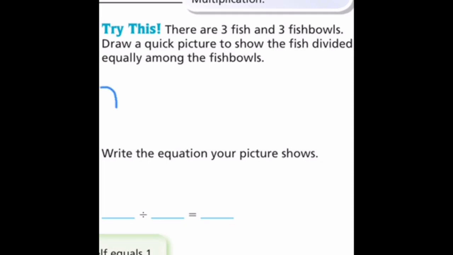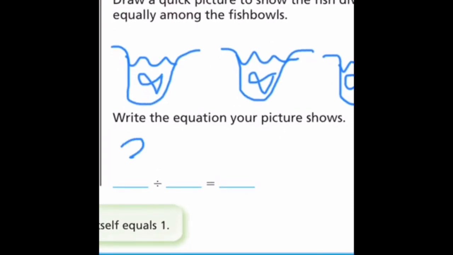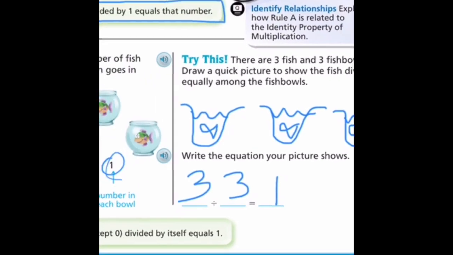Draw a quick picture to show the fish divided equally among the fish bowls. So I have 1 fish bowl, 2 fish bowls, and 3 fish bowls. And then I have a total of 3 fish, so just draw them in real quickly. I have 3 fish bowls, 1 fish in each bowl. 3 fish divided equally among 3 fish bowls means I have 1 in each bowl.